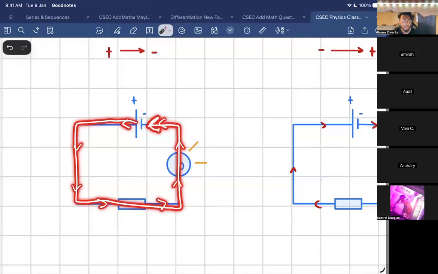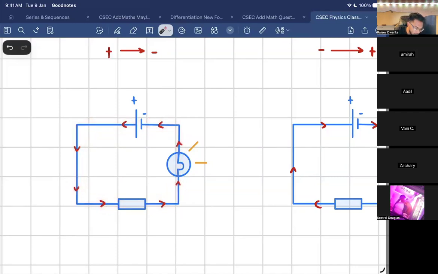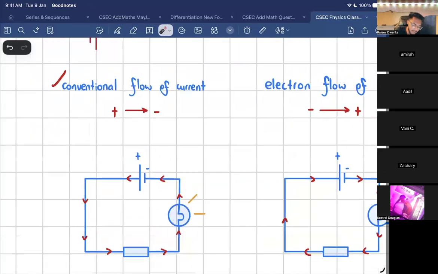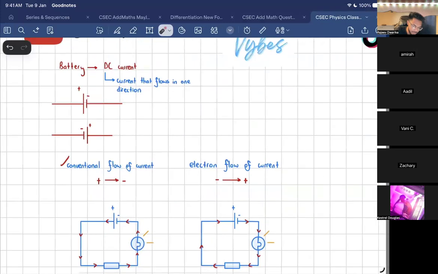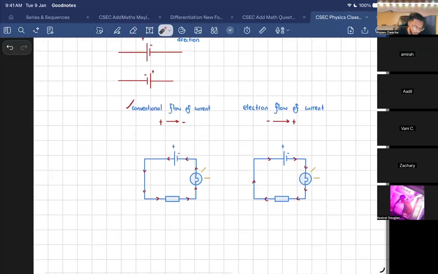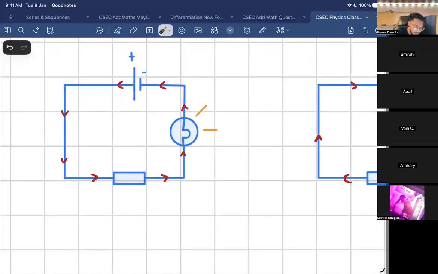Don't take my word for it. If you don't understand, then tell me. Is the current switching direction at any point in time, like this? Or is it always going in one continuous direction? It always goes in one direction. Exactly. So that's why we say a battery gives us DC current, because the current flows in one direction. Always. However, if you were to take the battery out and switch it around, so this is now the positive terminal and this is now the negative terminal, what would happen to the flow of current?